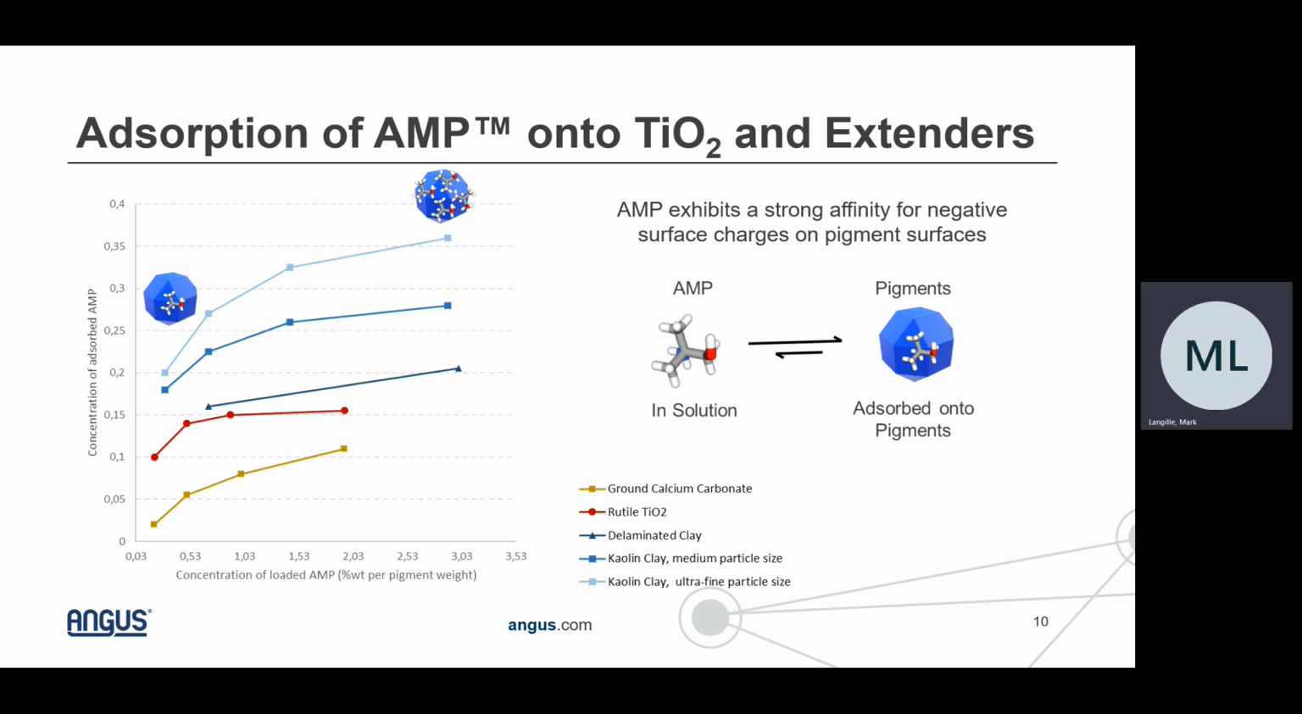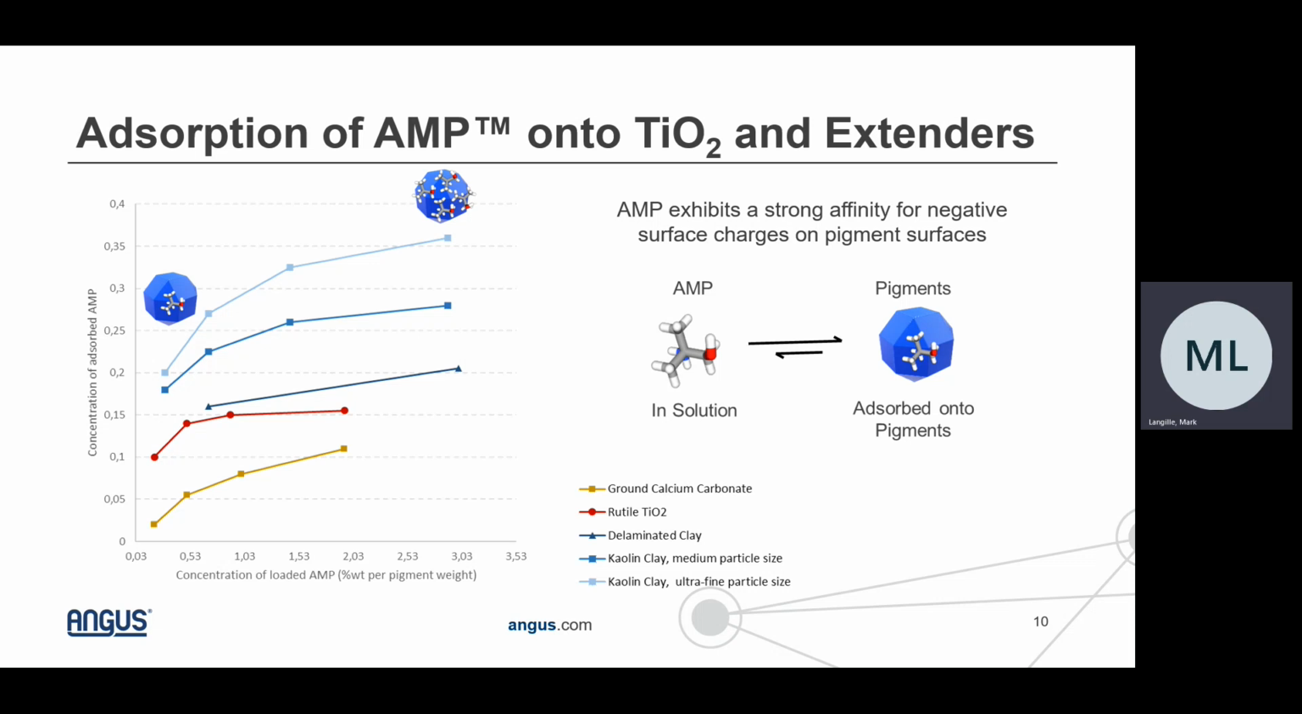So this is not a dispersant demand curve, as I previously showed, but an adsorption curve, where for a given concentration of AMP that's in solution, which is plotted on the x-axis, we can measure the amount of AMP that is adsorbed onto the pigment surface, which is plotted on the y-axis. There's usually a very strong correlation between adsorption of a dispersant to pigment surfaces and the ability of that dispersant to properly disperse and stabilize the pigments.